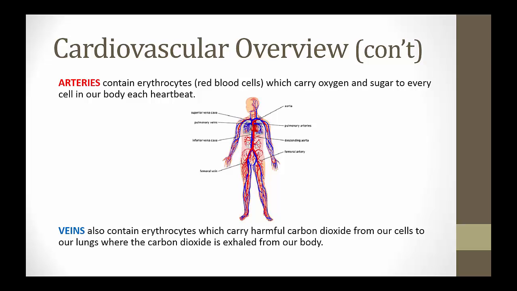Arteries contain erythrocytes, or red blood cells, which carry oxygen and sugar and hormones to every cell in our body each heartbeat. The cardiovascular system includes veins, which also contain red blood cells, or erythrocytes, which carry harmful carbon dioxide from our cells to our lungs, where the carbon dioxide is exhaled from our body.